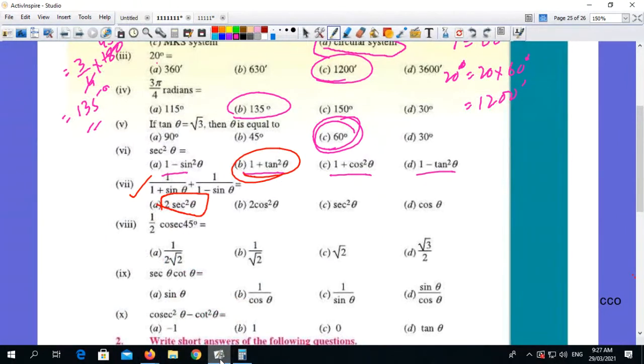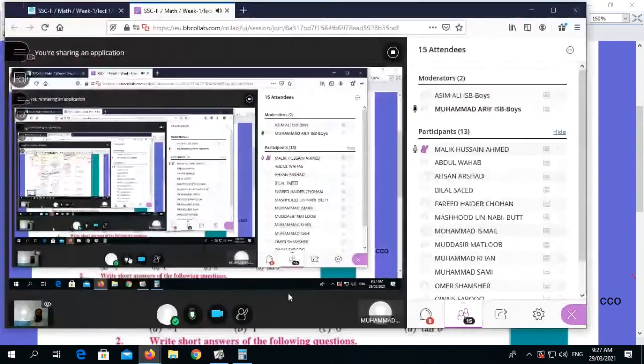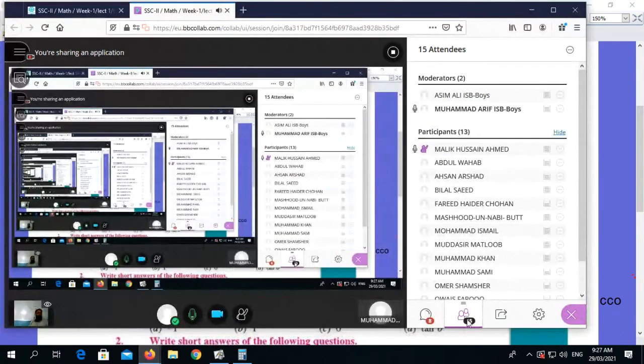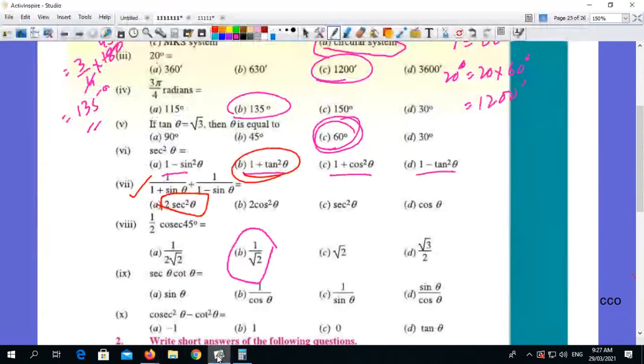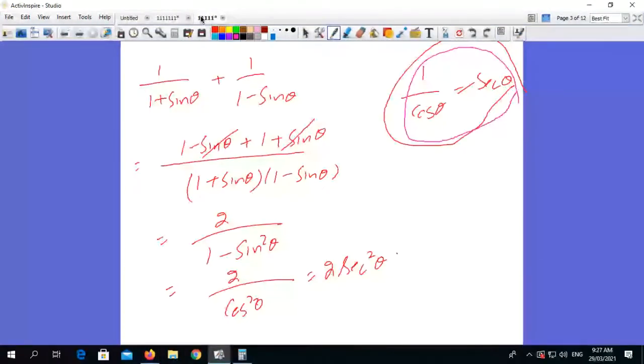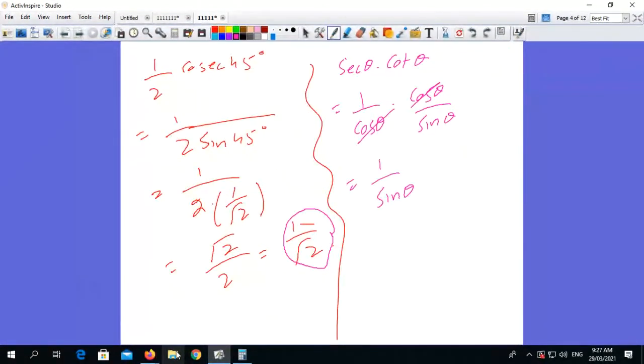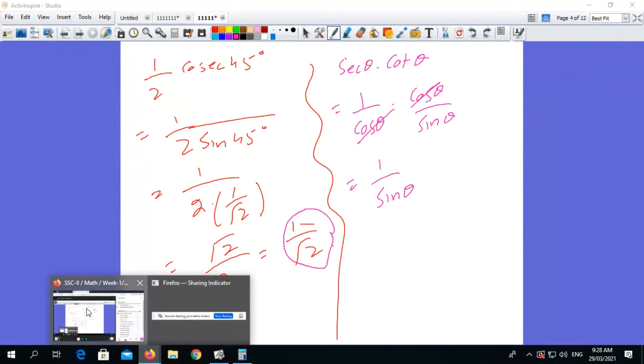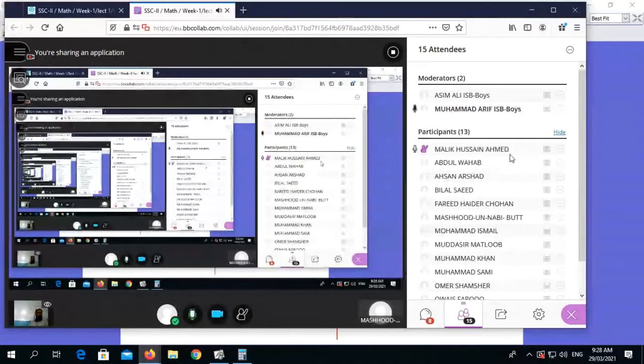Sir, 1 by 2. 1 by square root 2. Good. Who told me the answer? Malik Hussain Ahmed. Good, shabash. Muhammad Khan. Okay, Muhammad Khan. Good, shabash. Muhammad Hussain, any question? You have raised your hand. Malik Hussain Ahmed, any question?